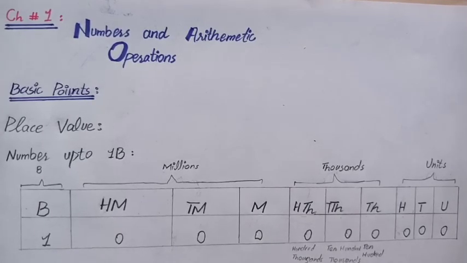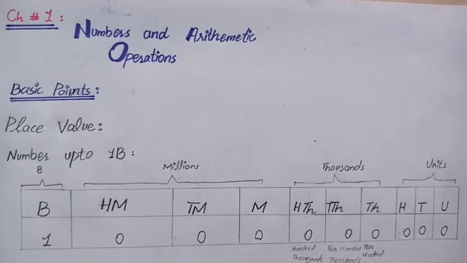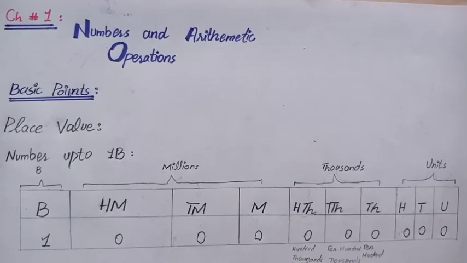Place value tells about what is the value of a number according to its place. I repeat it. Place value tells about what is the value of a number according to its place. We also read in 4th class what is the place value.